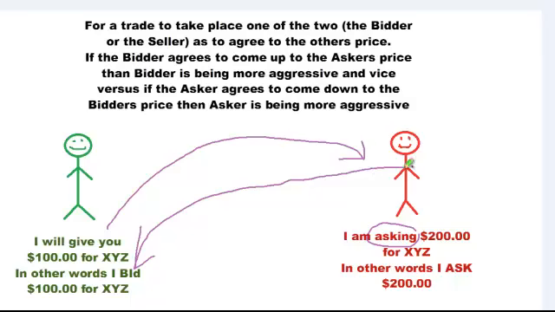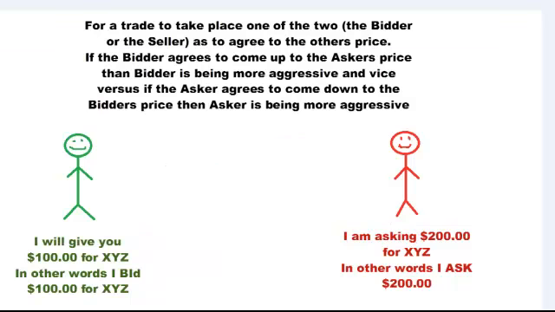Or she's got so many cars on the lot that she really needs to dump a few of them. She says, okay, you're offering me $9,000, I'll take it. So she'd be being more aggressive. So that's really important as we get into the order flow, analysis of order flow.